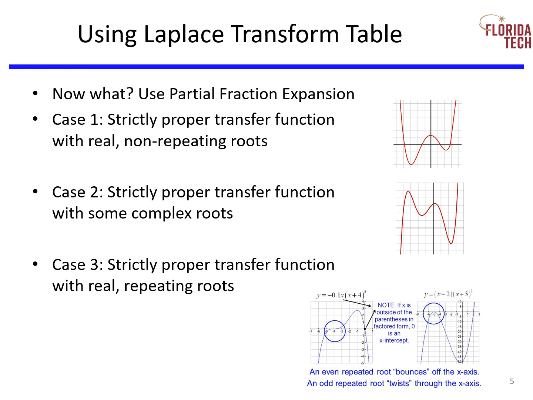Case 3 involves strictly proper transfer functions with real repeating roots. Physically, it means we get some bounces off the x-axis or some twists through the x-axis. Case 1 is the only case you'll be tested on for an exam. From algebra, we know any polynomial can be factored. We have the quadratic formula for second degree polynomials, and there's closed form equations for third degree polynomials. Anything higher, we really need a computer. Regardless, there's only two types of roots that result: real roots or complex conjugate pairs. And make sure you're absolutely clear on the difference between a factor and a root.